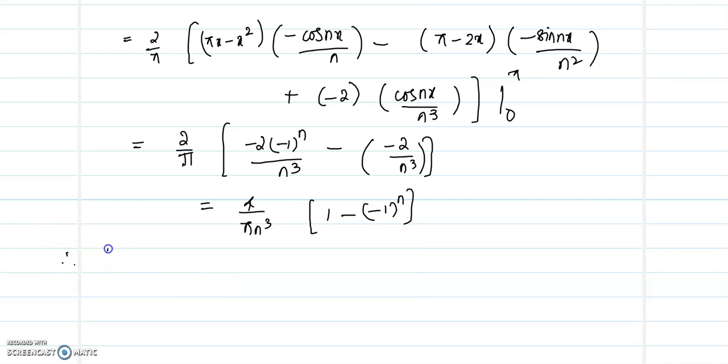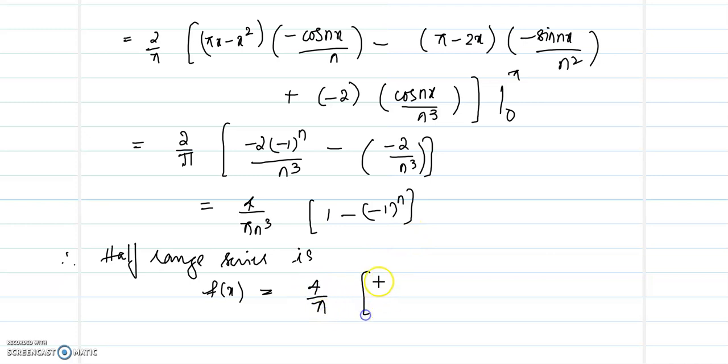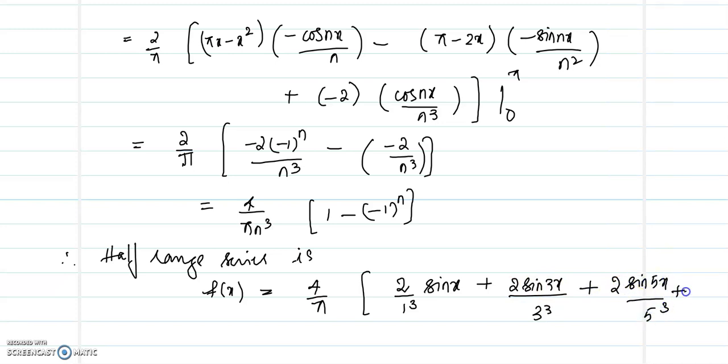So therefore the half-range series will be, now we need to find the first 3 non-zero terms. So f of x equal to 4 by pi, when n is 1 we will be getting 2 by 1 cube sin x, when n is 2 it will be 0, when n is 3 we will be getting 2 sin 3x by 3 cube, then for 4 it is 0, then 2 sin 5x by 5 cube plus etc.